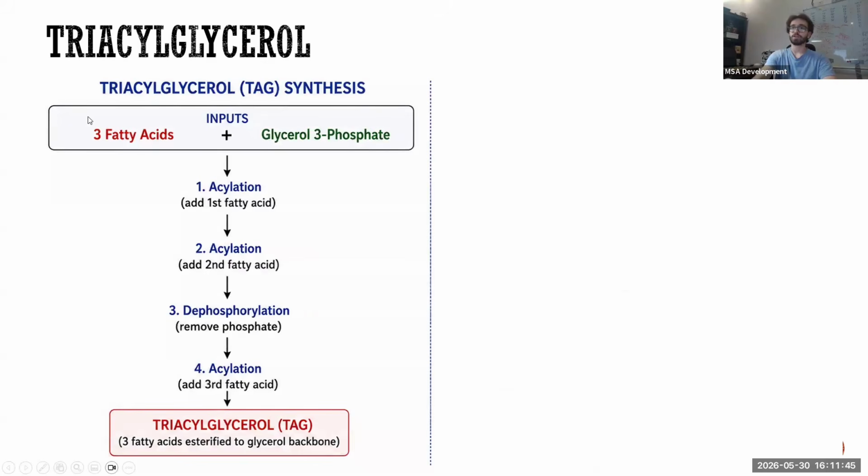Triacylglycerol is basically three fatty acids and glycerol 3-phosphate. We're going to talk about glycerol, but just remember, TAG basically will contain the fatty acids. You don't need to know anything here. All I want you to know is that TAG has three fatty acids and glycerol.